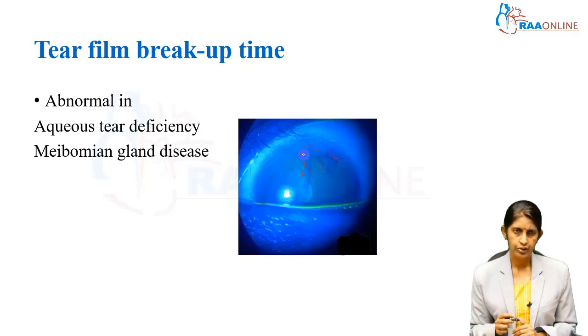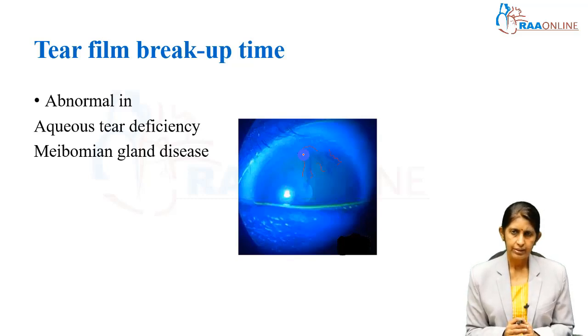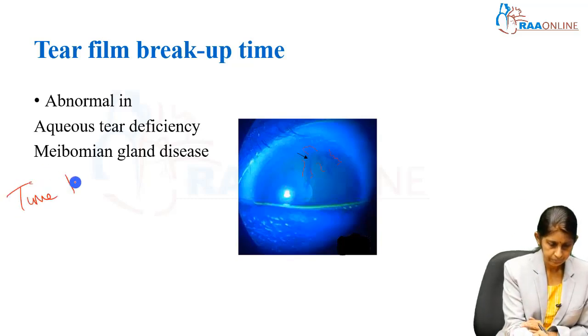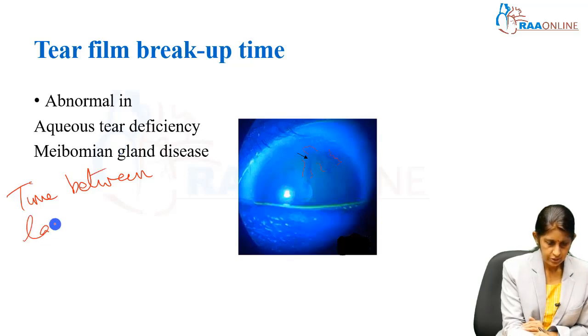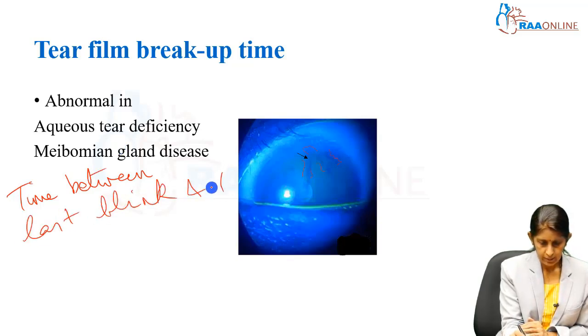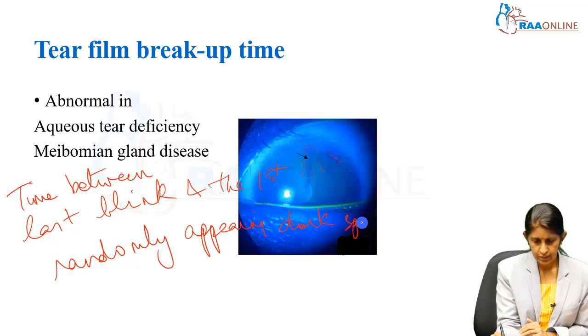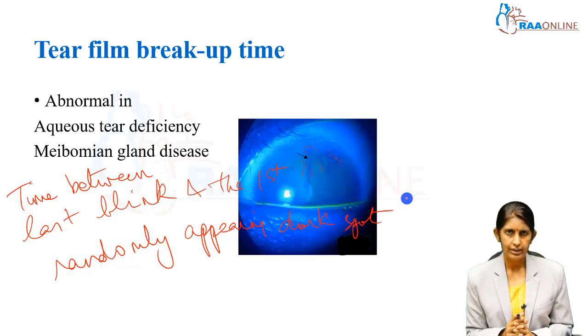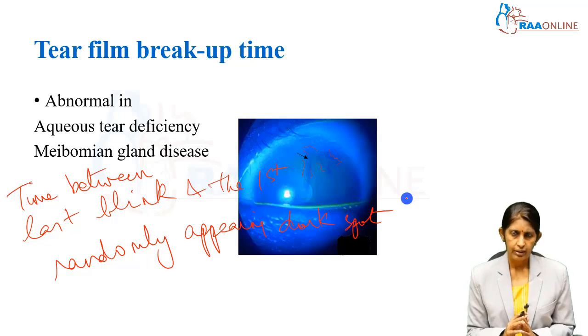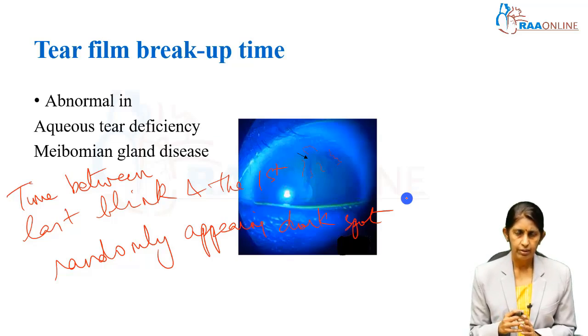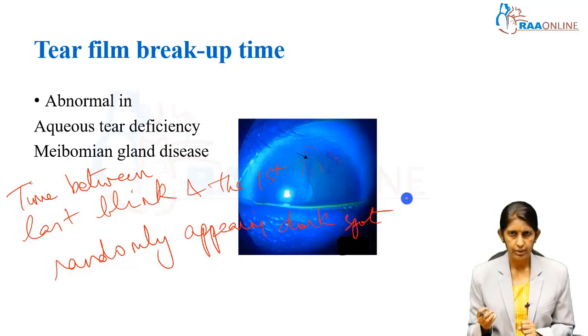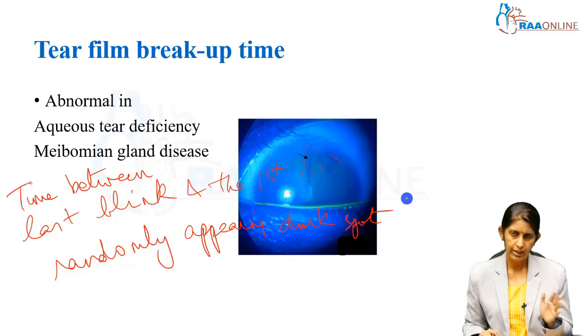So by definition, tear film breakup time is the time between the last blink and the first randomly appearing dark spot. So that's what we use as an indicator of the breakup time. Normal breakup time has to be more than 10 seconds. So anything shorter than 10 seconds means that there's a problem. The tear film is not holding stable enough to spread on the surface evenly.